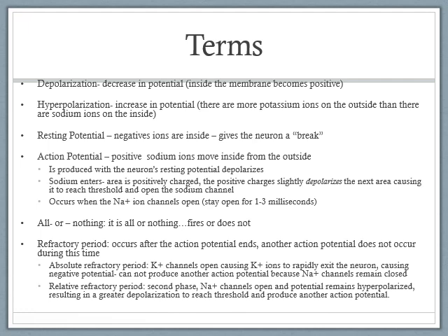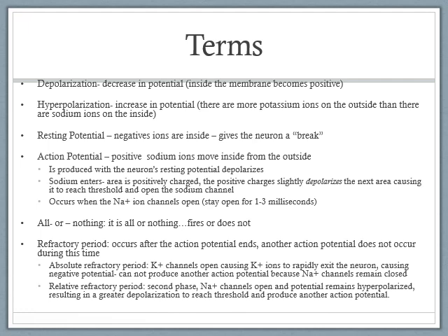So depolarization is a decrease in potential. It's when the inside of the membrane becomes more positive. Hyperpolarization increases the potential. So there are more potassium ions on the outside than there are sodium ions on the inside. And that's because of how the potassium and sodium ions are electrically charged, positive or negative, which we'll get to. This occurs after an action potential, and it occurs before the neuron returns to its resting state.